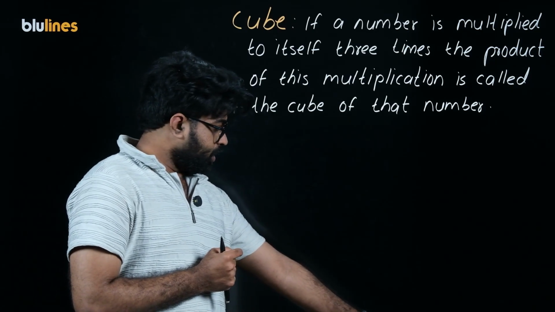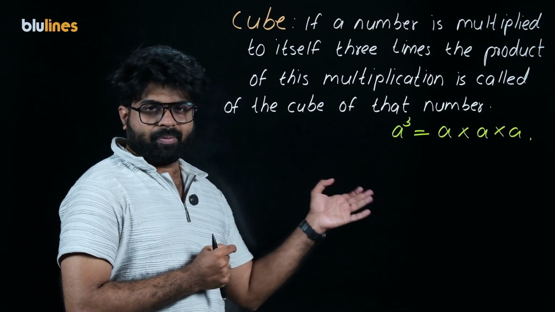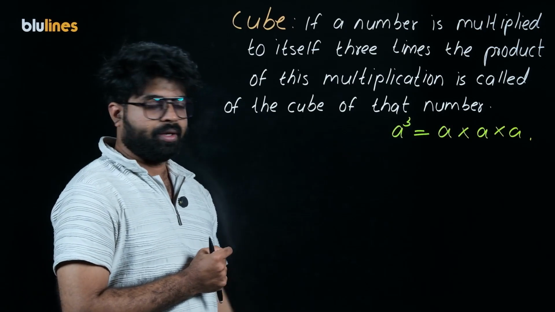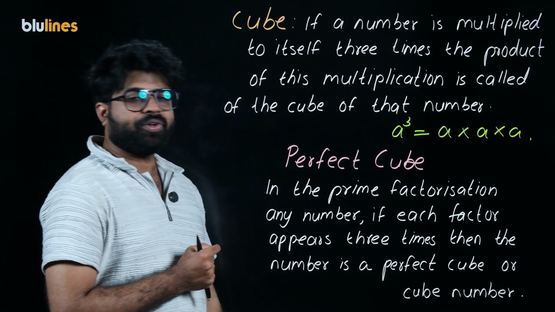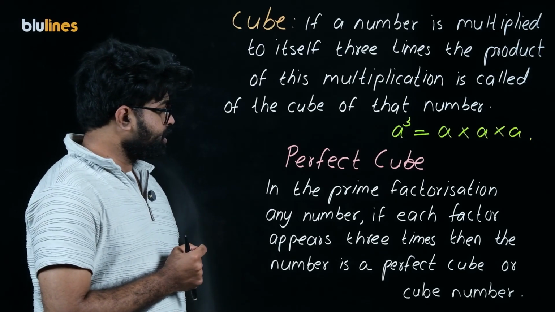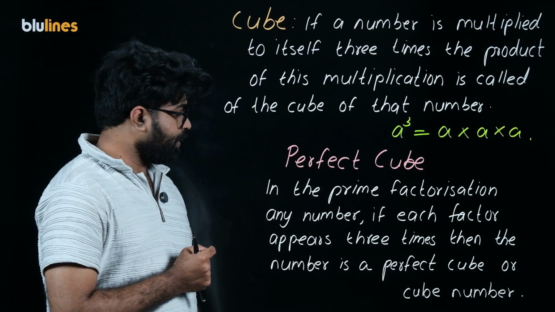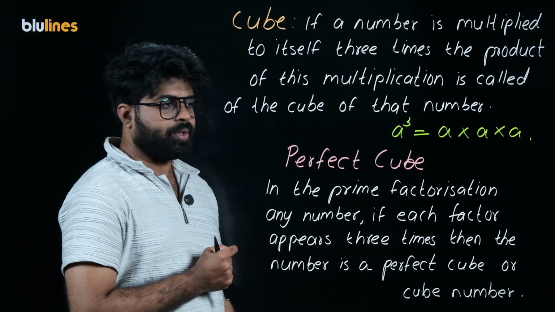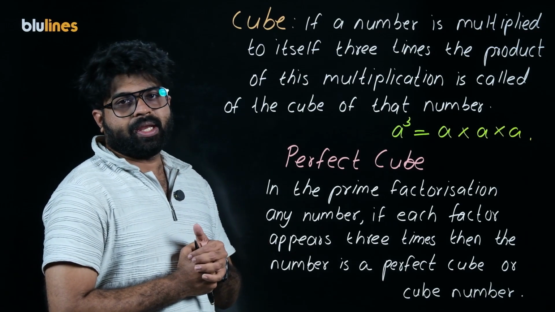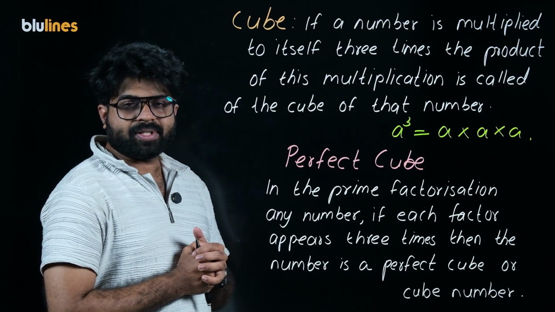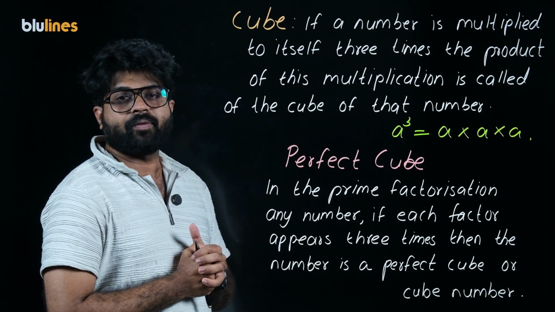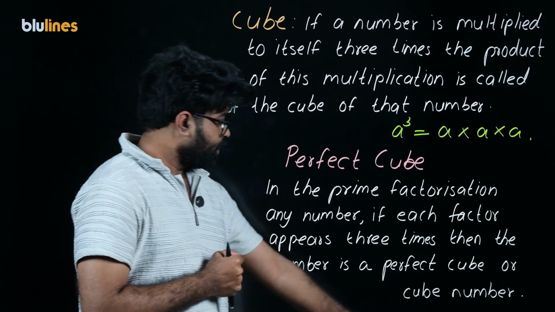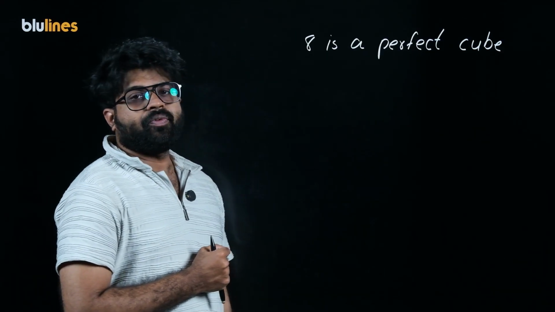Okay. In general, the cube of a is defined as a multiplied by a multiplied by a. Now, what is a perfect cube? If in the prime factorization of a number each factor appears 3 times, then the number is a perfect cube or a cube number. For example, I can represent 8 as 2 multiplied by 2 multiplied by 2. So 8 is the cube of 2. Okay, so 8 is a perfect cube.